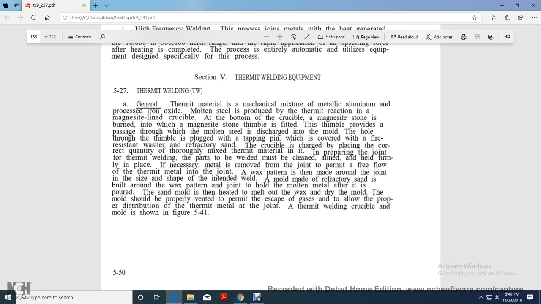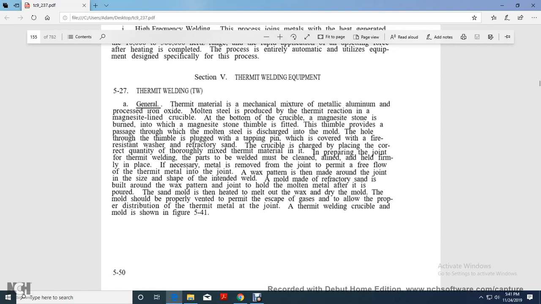Crucibles are charged by placing the correct quantity of thoroughly mixed thermite material in it. To prepare a joint for thermite welding, the parts to be welded must be cleaned, lined up, and held firmly in place. It is necessary that metal be removed from the joint to permit the free flowing of the thermite metal into the joint. A wax pattern is made around the joint in the size and shape of the intended weld.